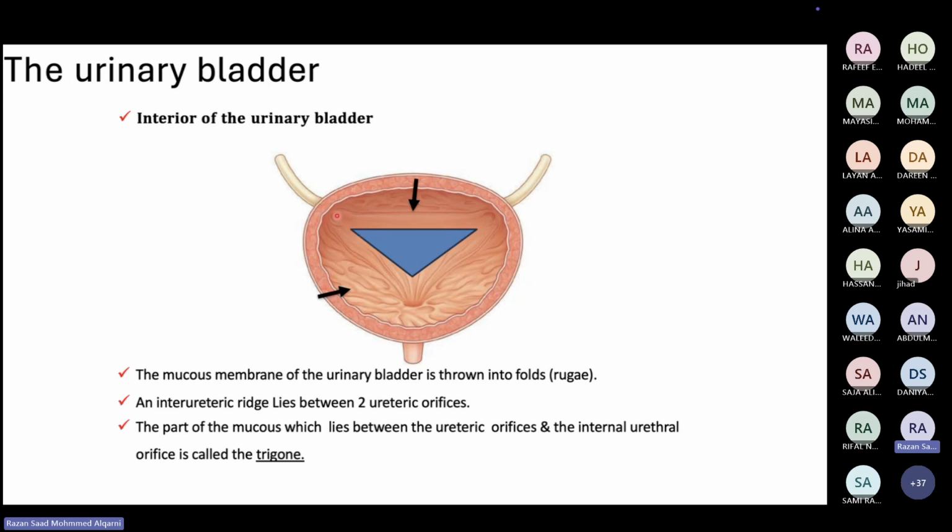And also, as you can see, between this opening and this opening of the ureters, we're gonna find a ridge and a line. This is gonna be the interureteric ridge. And then the part of the mucous membrane which lies between the three openings and is smooth, not folded, is gonna be called what? Trigone.